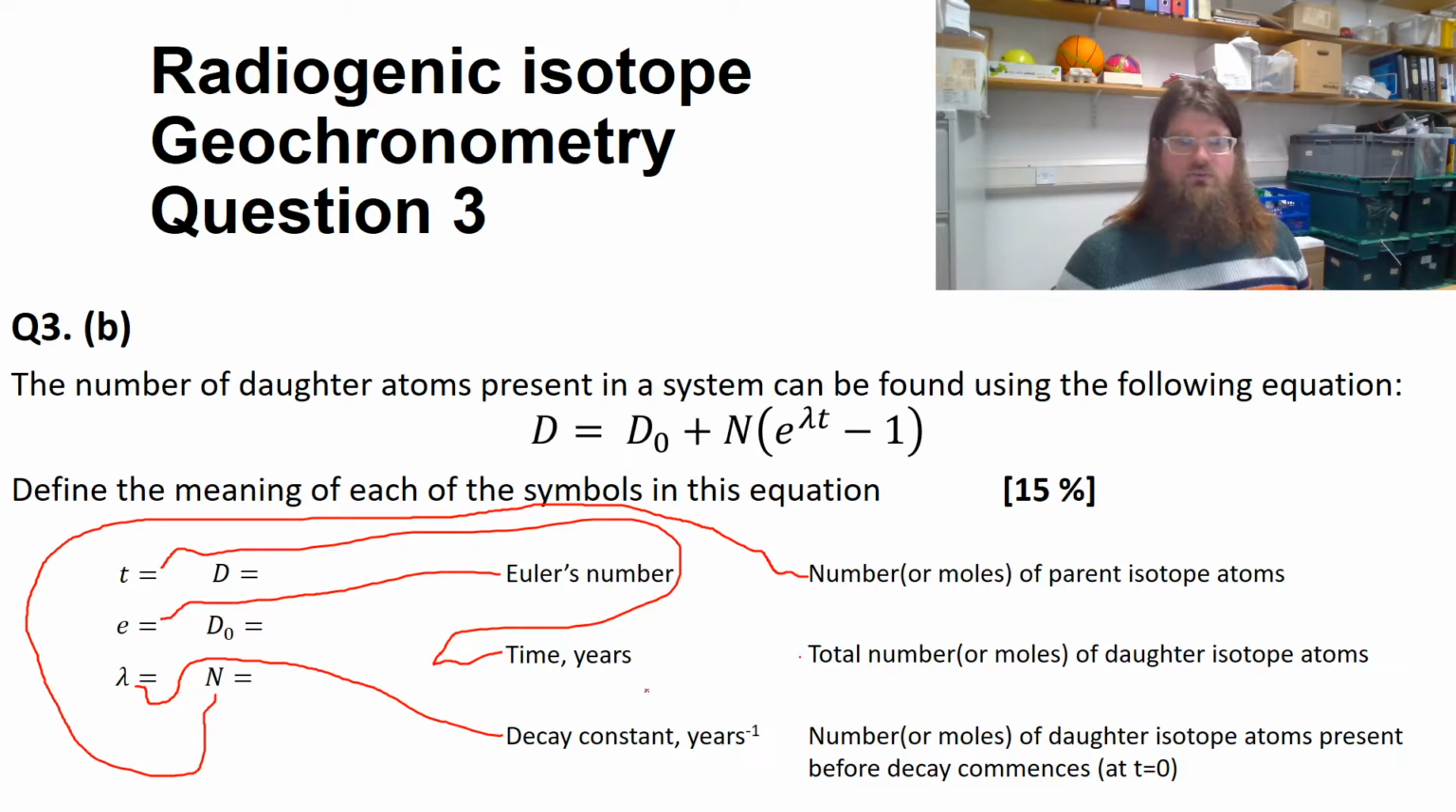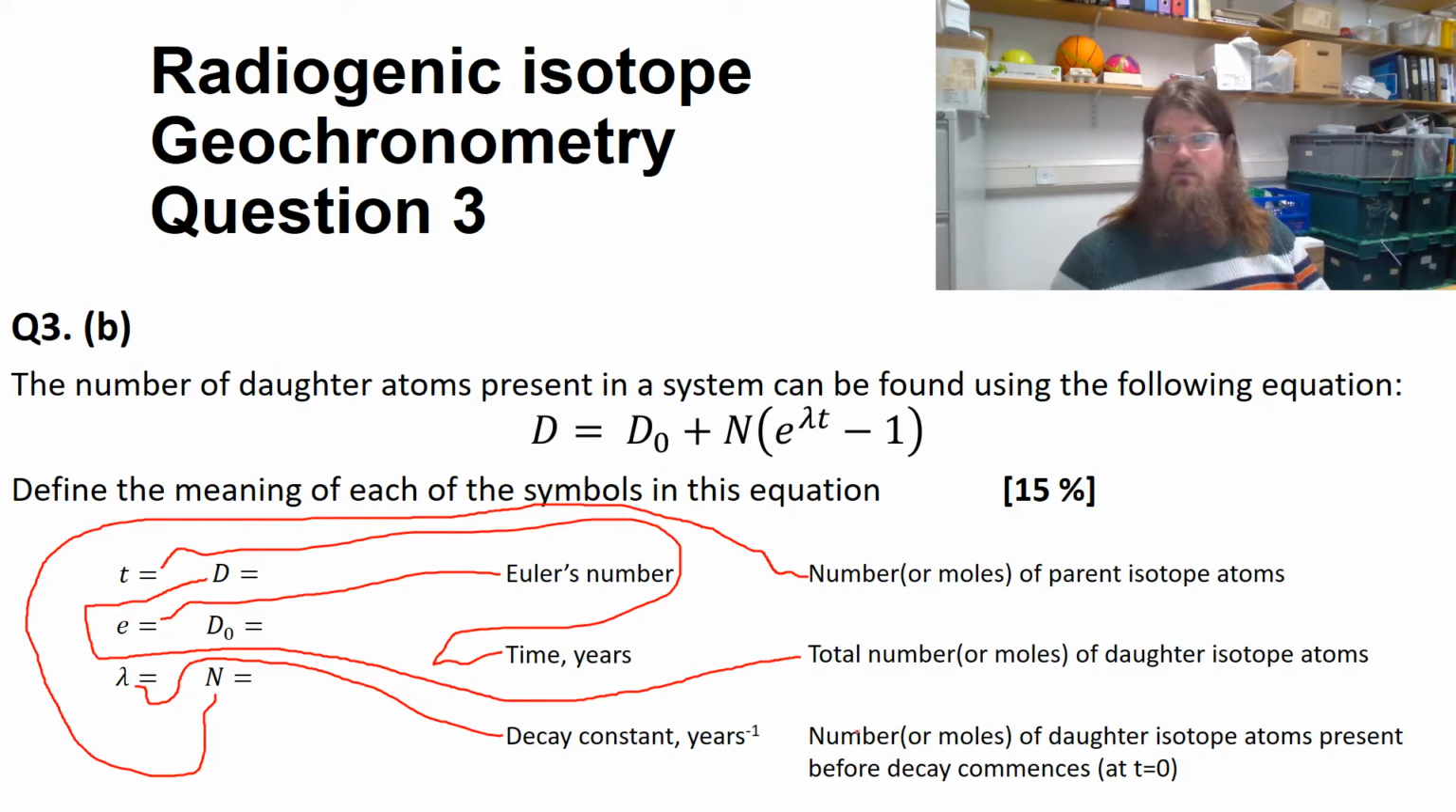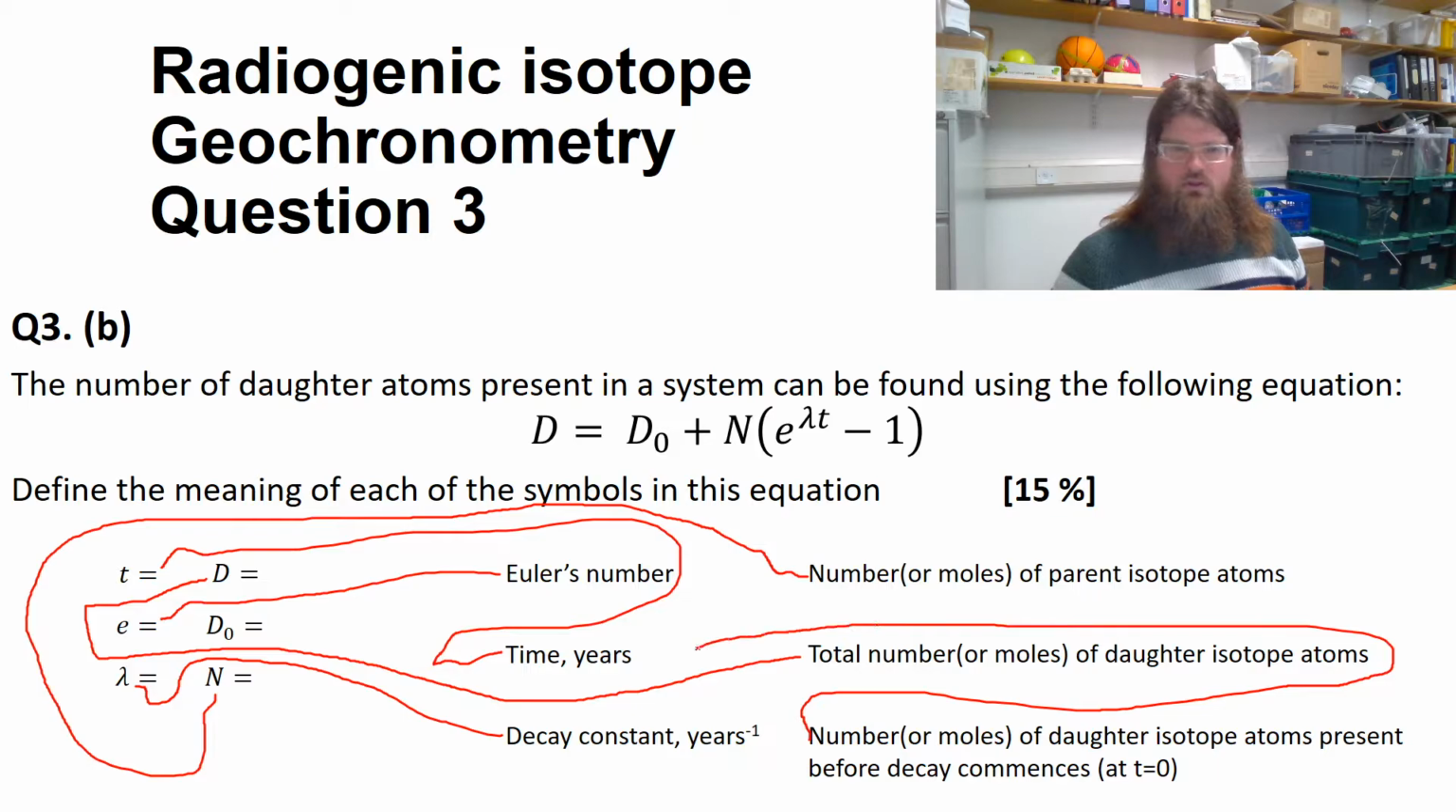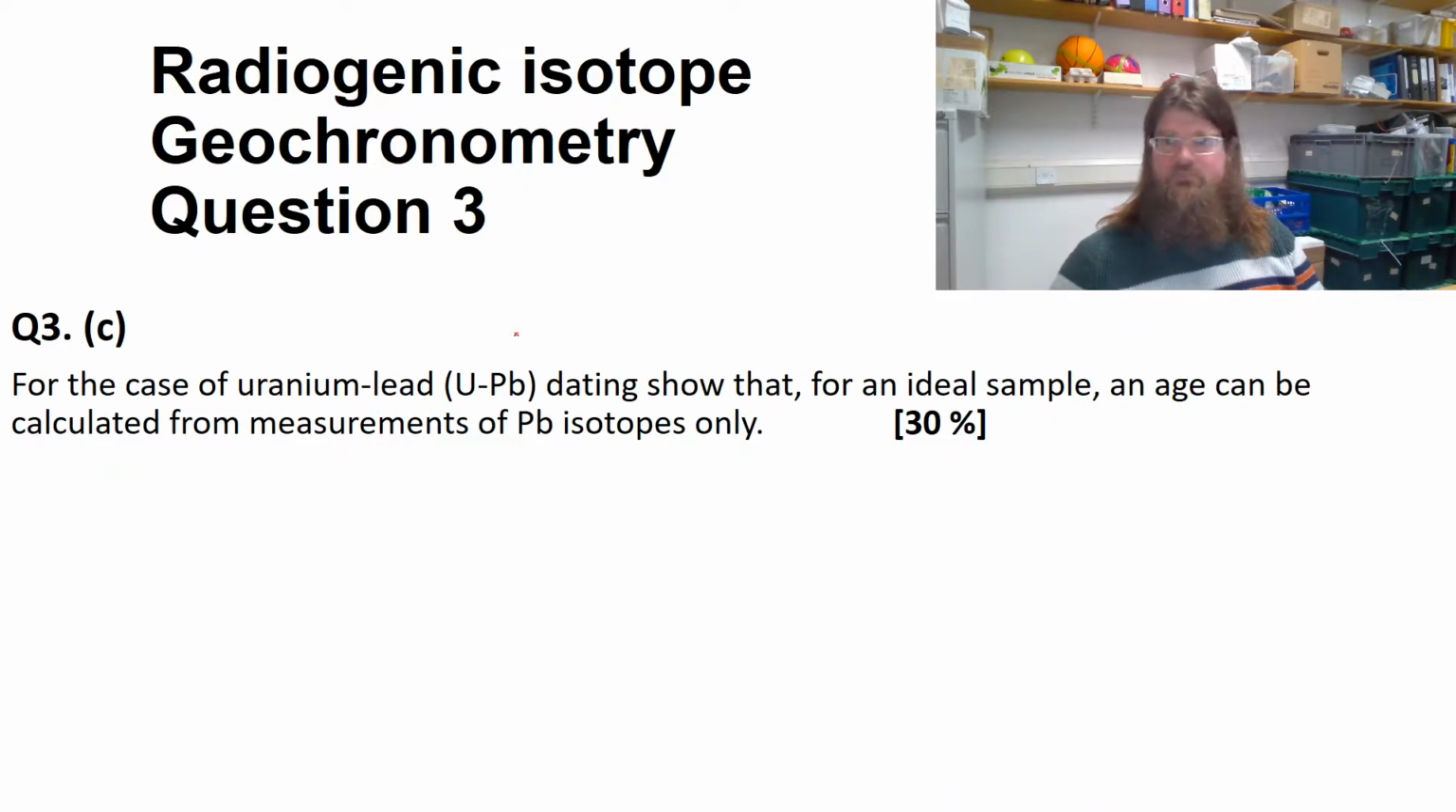The total number of moles of the daughter isotope would be D here, and the total number of moles of the daughter isotope before decay commences, so this is the initial amount of daughter isotopes before you allow any decay to happen, that's D0. You didn't have to draw this spidery mess of lines or all that kind of stuff. Just make a list of the things that are in the equation and what they are. Do that, get some marks, which I think most people did, which was great.